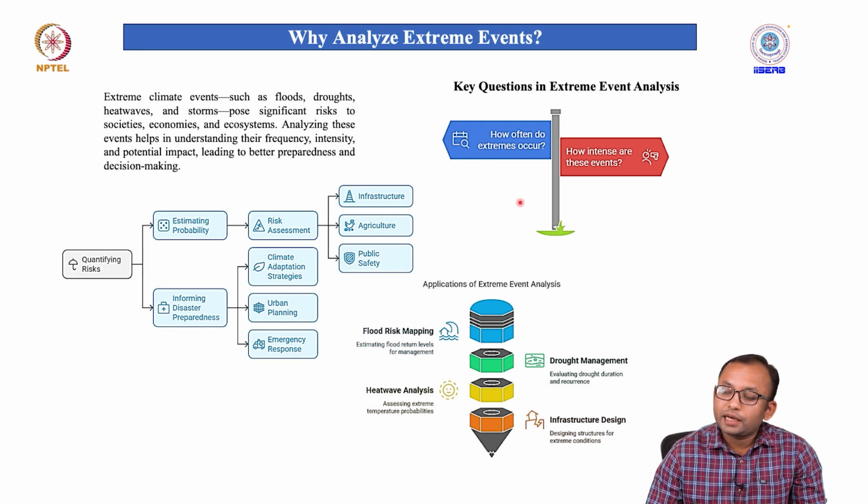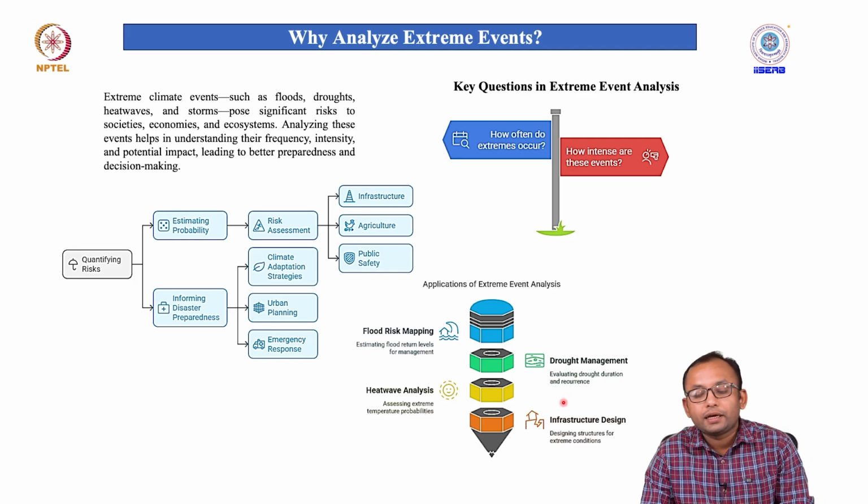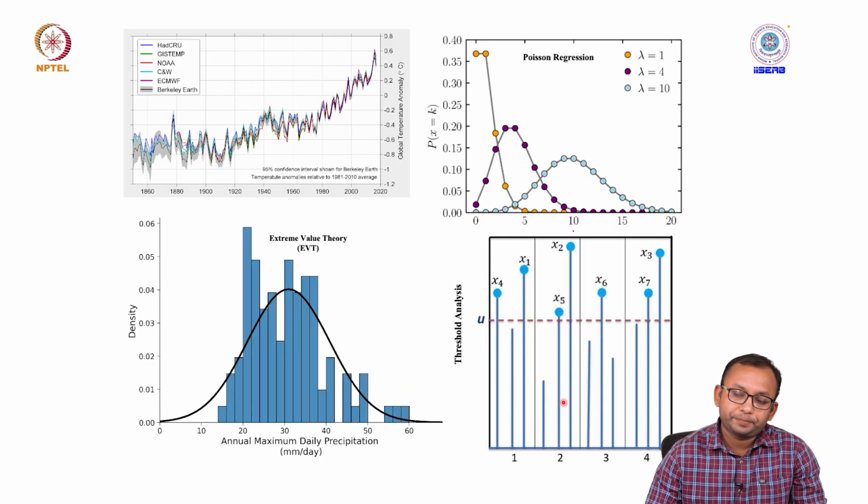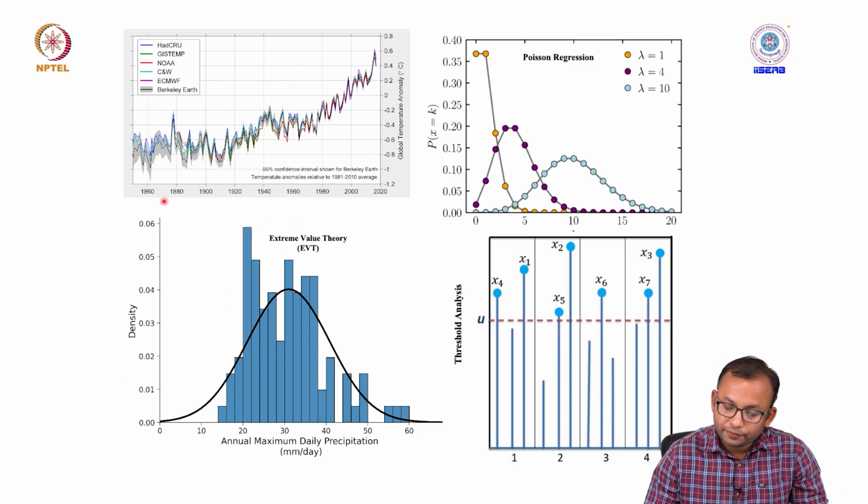So, extreme events can give us two important answers: how often extremes occur and how intense these extremes are. If we know these two pieces of information, we can assess flood risk, heat waves, drought, and infrastructure design based on different extreme events.